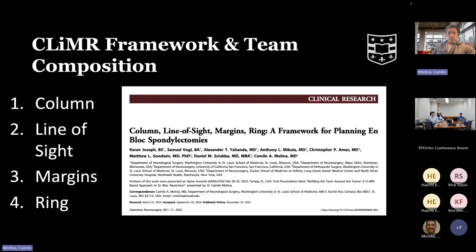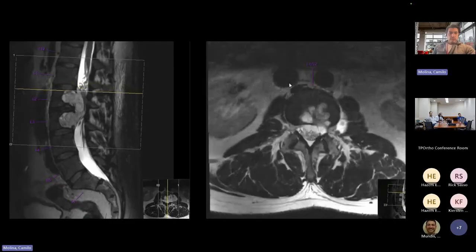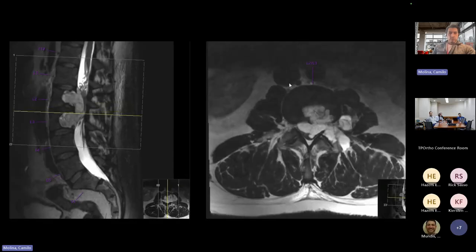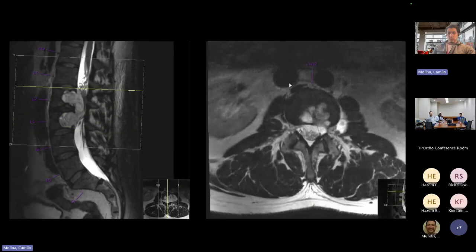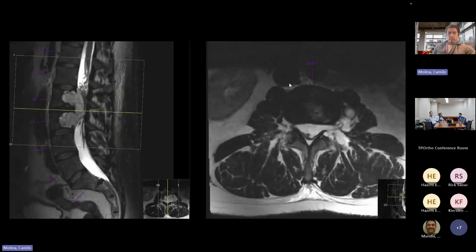So we came up with this framework. This was recently published in Neurosurgery, called CLIMR. It's divided into 4 main pieces: column, line of sight, margins, and rings. And I'll briefly go through it in the setting of this patient vignette here. So this is, I believe, a 36-year-old male, Jehovah's Witness, who presented with this biopsy-proven L2, L3 chordoma extending into the spinal canal, as well as his left psoas muscle.